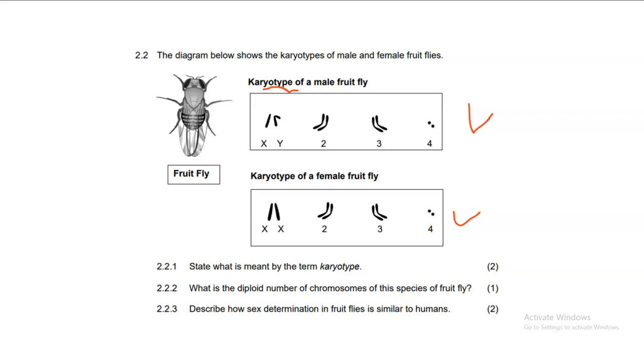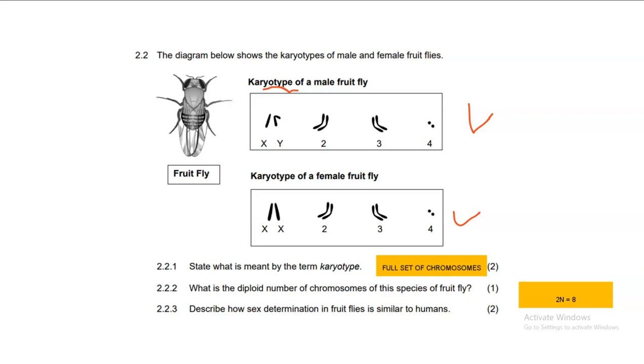So the first question they're asking us, karyotype. Karyotype, remember, is the full set of chromosomes in an individual. So what is the diploid number of the species? Yes, diploid number. They're asking us about 2N. That is the diploid number. It is 2N. So we know that male is 4, female is 4. So therefore 2N will be 8. If they're asking for the haploid number, it would have been N equals 4.